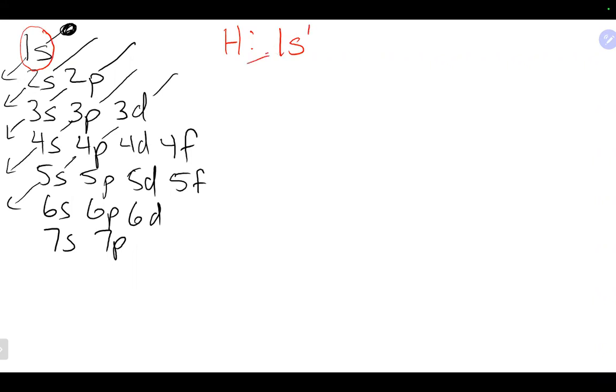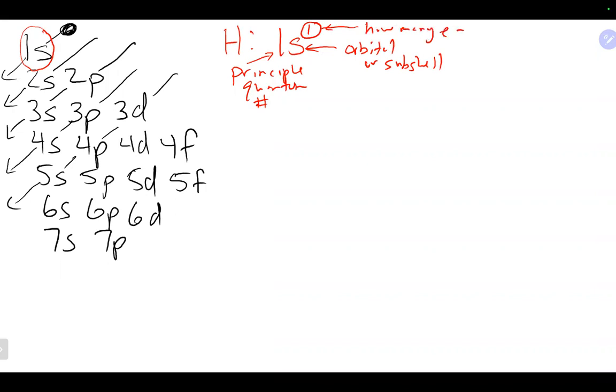The first number is the principal quantum number. That is the energy level. That basically tells you it's on the first energy level. This tells you the orbital or subshell it is in. And the 1 at the very top, which is a superscript, tells you how many electrons there are in that orbital or that subshell. Any questions on that one there?